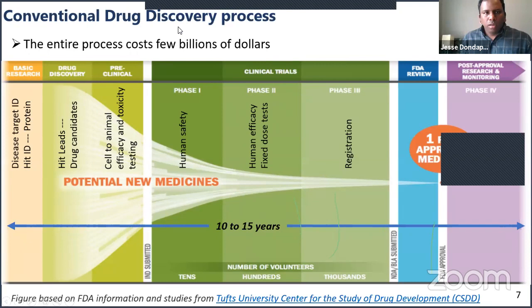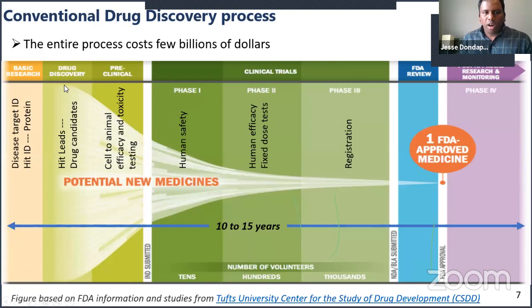A conventional drug discovery process takes 10 to 15 years and a huge amount of laborious clinical trials, with a huge cost, a few billions of dollars, to identify a single FDA-approved drug from hundreds of thousands of potential candidates. I got this information from the website of CSDD, the Center for Study of Drug Development, who got it from the FDA. It shows how inefficient the process is, where you take hundreds of thousands of drug candidates, and most of them fail in the preclinical stage, and then most of them fail in the clinical stage, and finally we end up with one drug that is approved by the FDA.